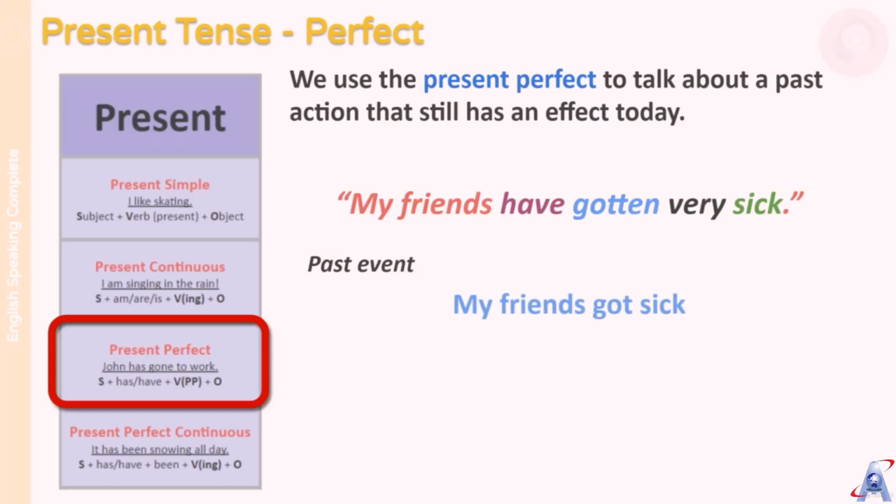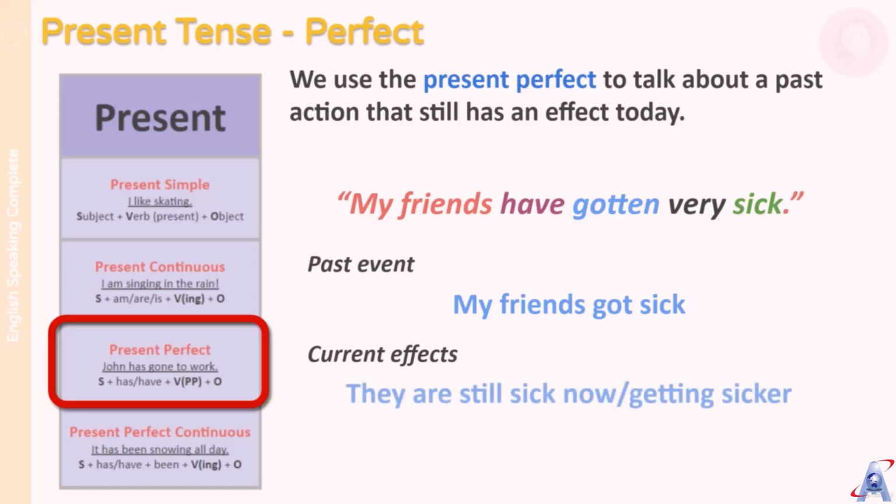They became, you could use another verb, became sick. And the current effects are, they are still sick now. They haven't recovered. Or it could be that they're getting sicker, possibly. So there's an implied, a suggested effect here. And this really is the general usage of the present perfect, a past event with current effects. Again, we will go into more detail later in the course.